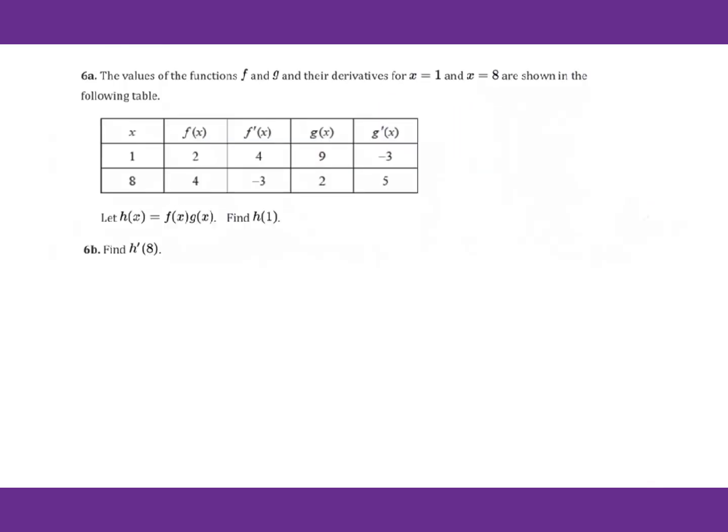Now let's go to 6a. The values of the functions f and g and their derivatives for x equals 1 and x equals 8 are shown in the following table. Let h of x equals f of x times g of x. Find h of 1. For h of 1, we plug into this function.